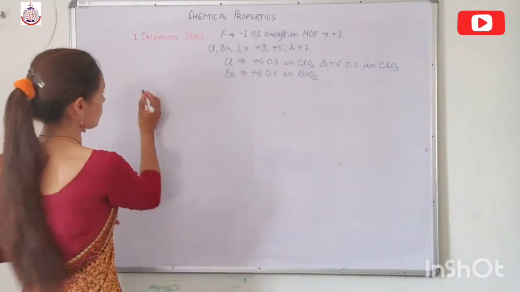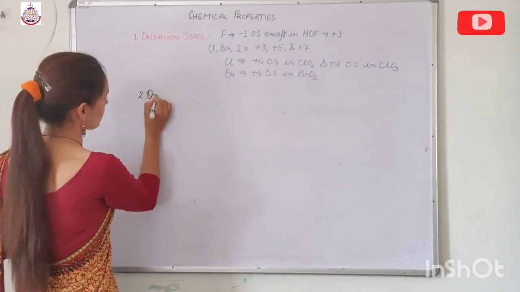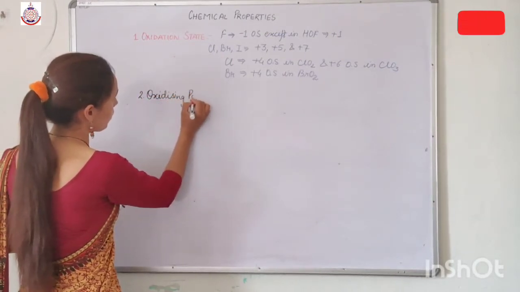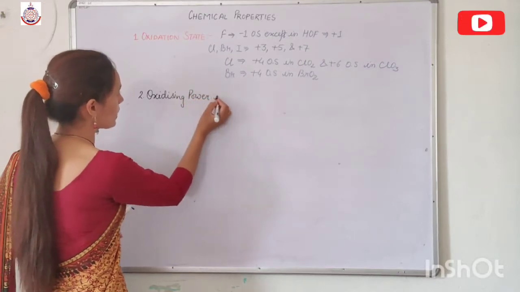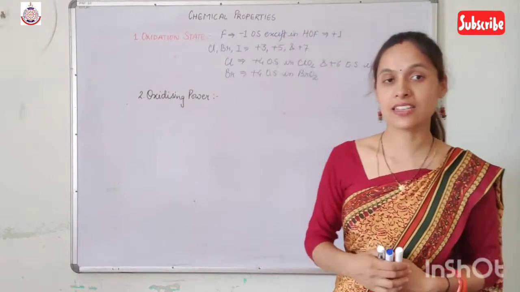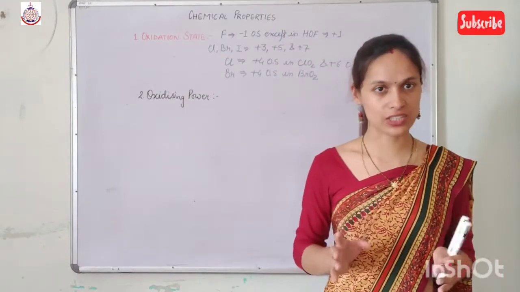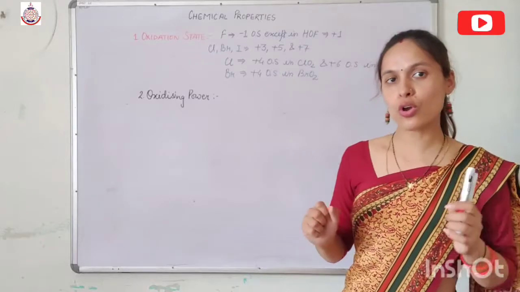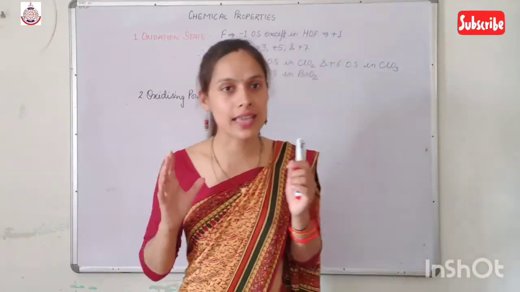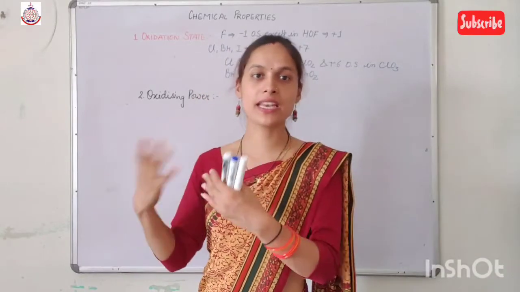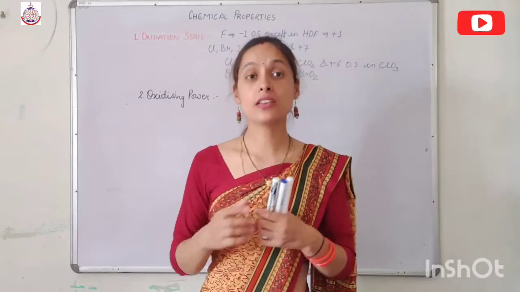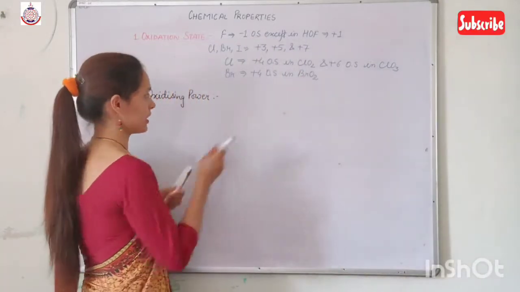Now next we'll talk about the oxidizing part. Because these elements require only one electron to complete their octet, they act as strong oxidizing agents. Because they have a strong tendency to accept an extra electron from any other element or compound, they act as strong oxidizing agents.